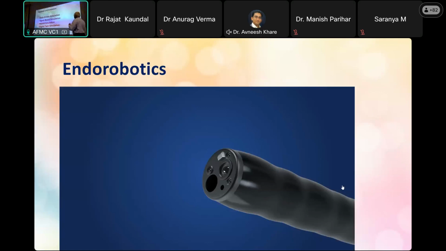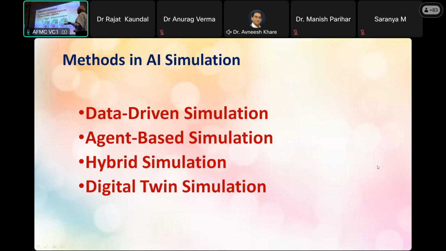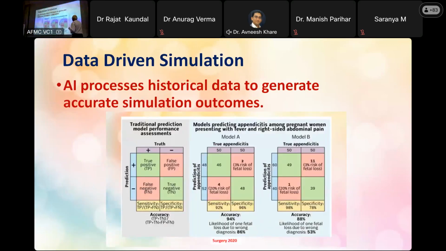When you look at the methods of AI simulation, there is data-driven simulation, agent-driven simulation, hybrid simulation, and digital twin simulation. These are the new technologies that I'm going to talk about. Data-driven is very simple. AI processes historical data to generate accurate simulation. Take the traditional diagnosis of appendicitis versus true appendicitis versus AI-based appendicitis. It shows 94% accuracy. This is from Surgery 2020, a very reputed journal. Then Madurai-based hospitals like Google AI and Aravind Eye Care have started working towards this precision health.